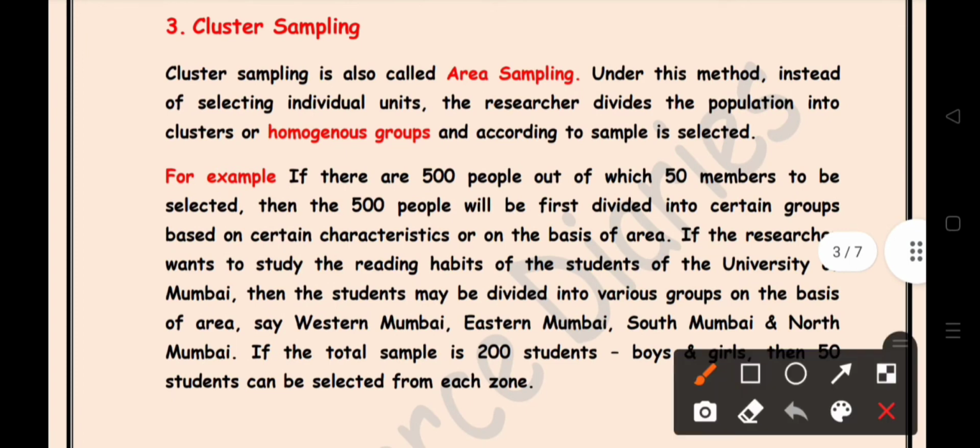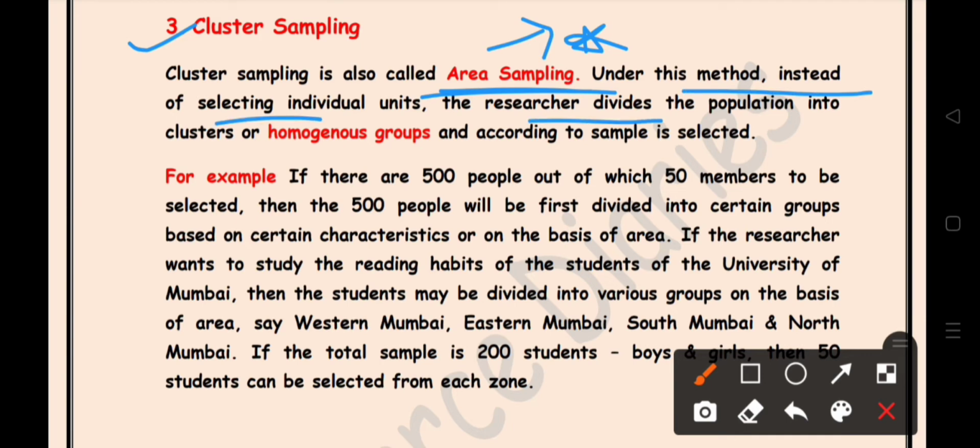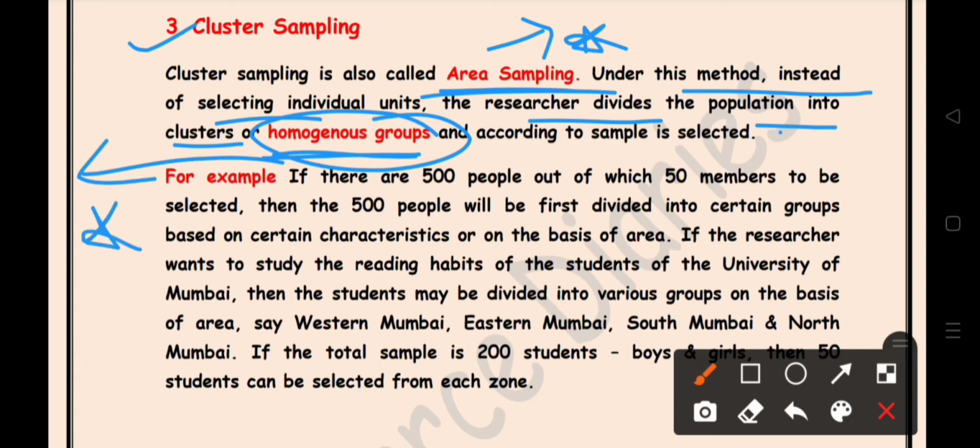Then next, cluster sampling. Cluster sampling is also called area sampling. This is an important point. Under this method, instead of selecting an individual unit, the researcher divides the population into clusters or homogeneous groups. This is a keyword. This kind of keyword you can expect in the examination, so try to write this word in your notes. Clusters are nothing but homogeneous groups, and according to these groups, the samples are selected.